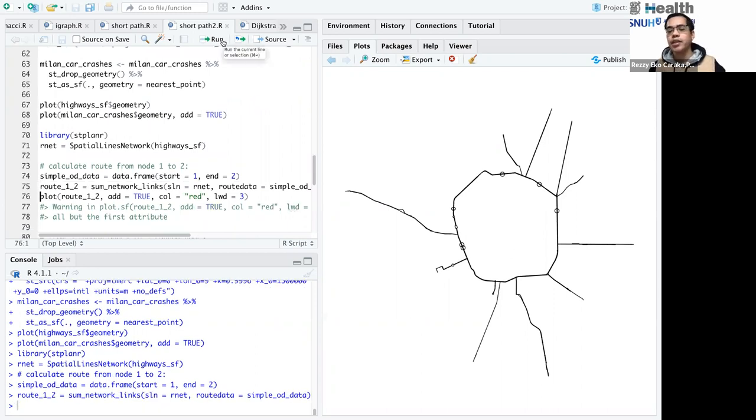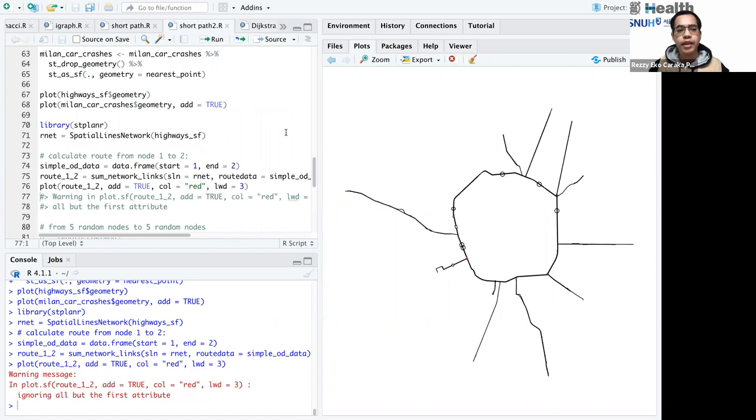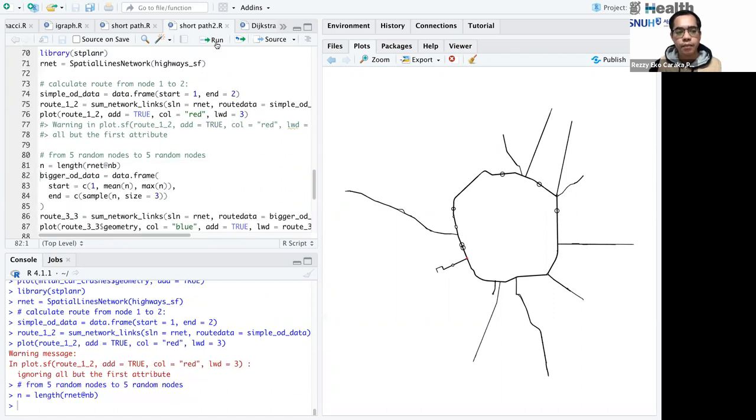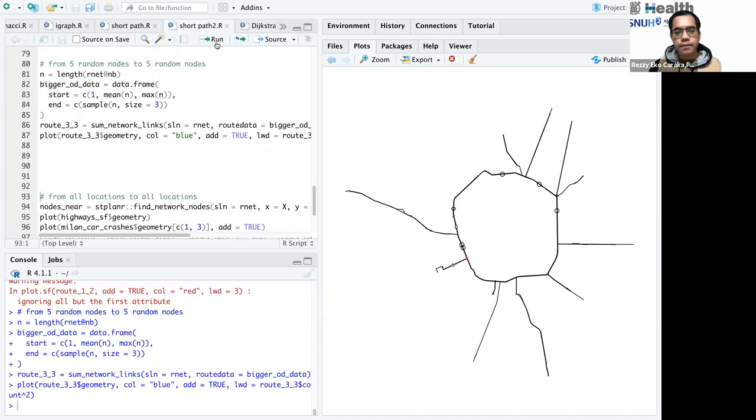Later, if you're interested in this research, I can send this R code to you, so later you can try it at home. This is an example of finding the best route. For example, because this one also has traffic, if I start from this location to this location, maybe I can go further by following this blue line.